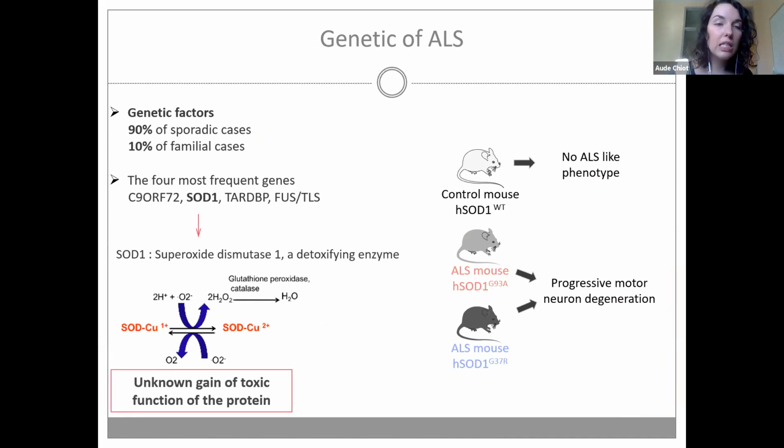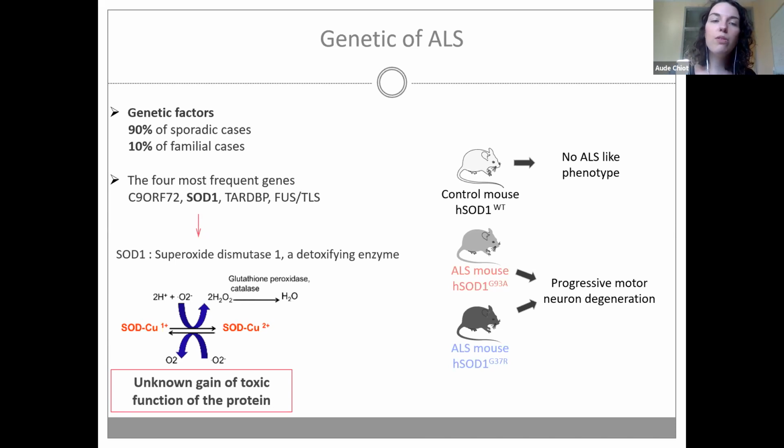The 4 major ones being C9orf72, SOD1, TARDBP, and FUS-TLS. We are going to focus today on the gene SOD1, which was the first gene discovered linked to ALS back in 1993. It encodes for superoxide dismutase 1, which is a detoxifying enzyme, and the mutation in the gene leads to ALS through an unknown gain of toxic function of the protein. Very shortly after its discovery, mouse models were created to study the disease, and they are still the most used mouse models to study ALS so far.